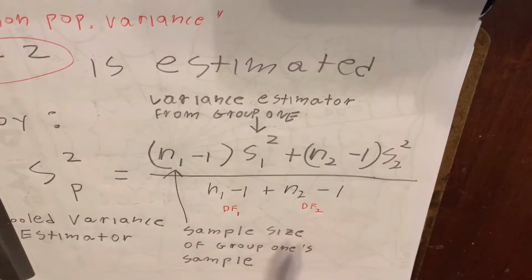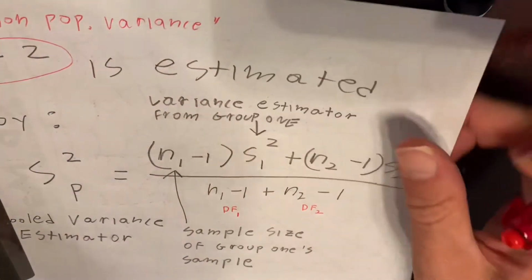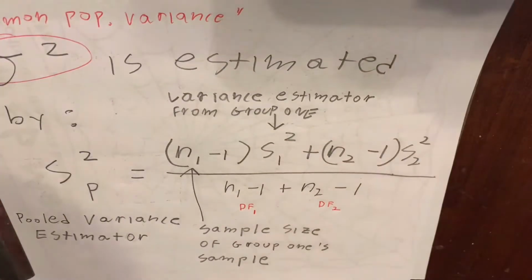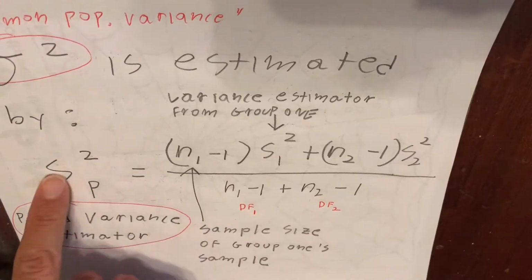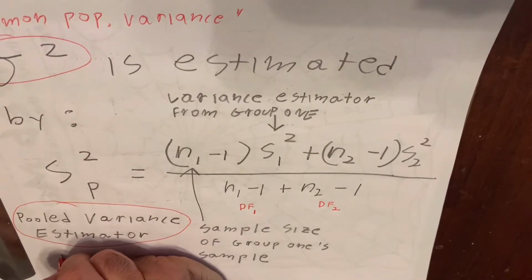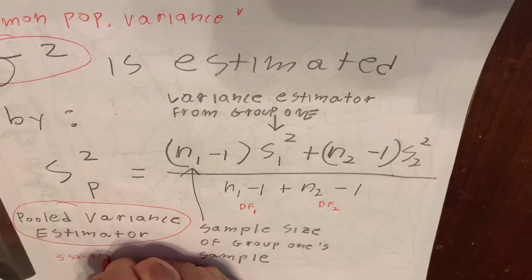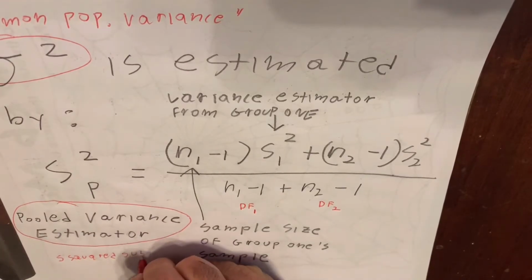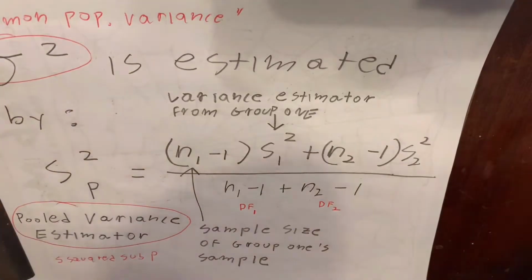the degrees of freedom from both groups. And this is super important if you're ever going to want to go into a field like psychology and study analysis of variance. This is called the pooled variance estimator. And some people will simply call it S squared sub P. I'm going to write that down. S squared sub P, which means the pooled variance estimator.